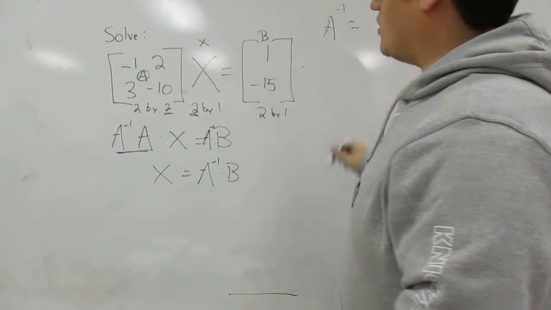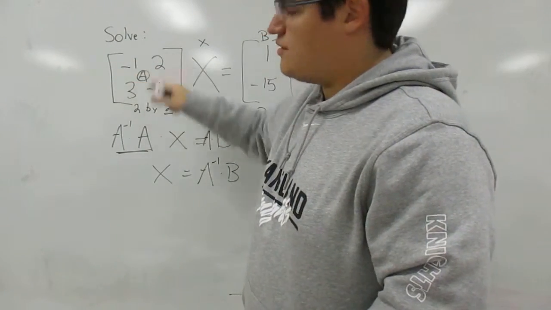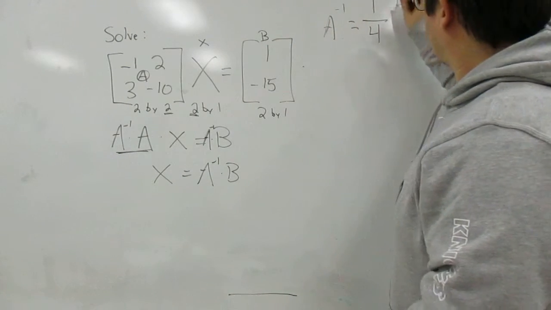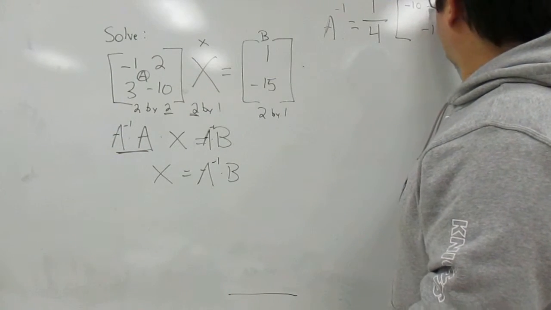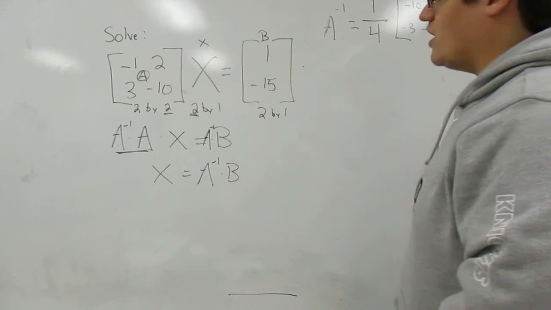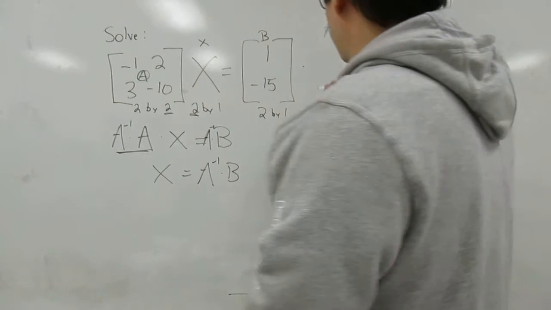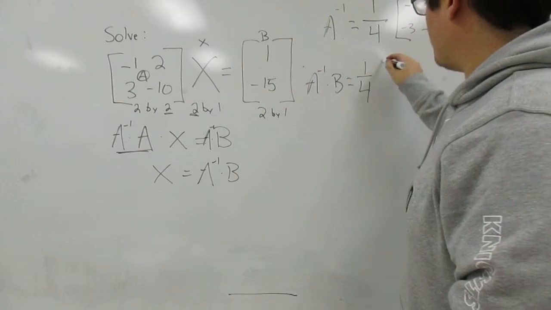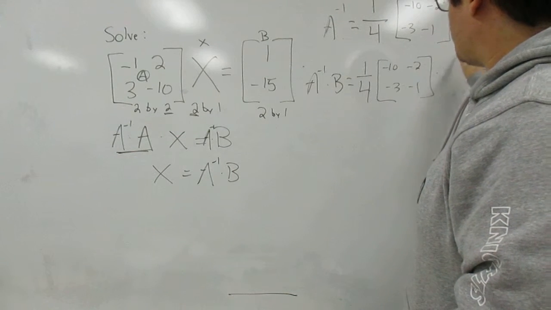Let's get to work. So A inverse, that's 1 over the determinant of A. Well, that's just 10 minus 6, or 4, times, remember we switch these around, -10, -1, switch the sign. There you go. There's A inverse. Now we're going to take A inverse times B. So A inverse times B is 1/4 times this guy times B.